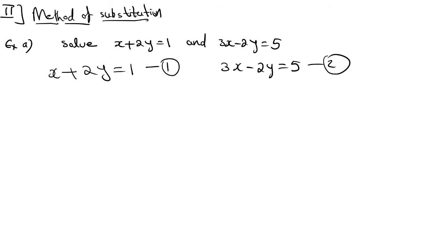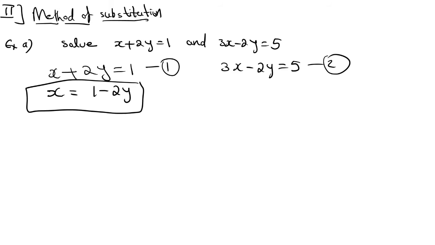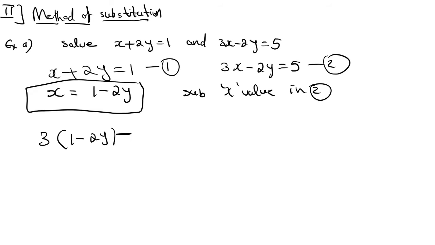Here see, I am going to rewrite the equation 1. X value is equal to what you will get? 1 minus 2y. Okay, here we will get x equal to 1 minus 2y. Substituting x value in equation 2. Okay, substitute x value in equation 2. So 3 into what is x? 1 minus 2y. Minus what is there? 2y is there. Clear what I am doing? I am writing equation 1 in terms of x.